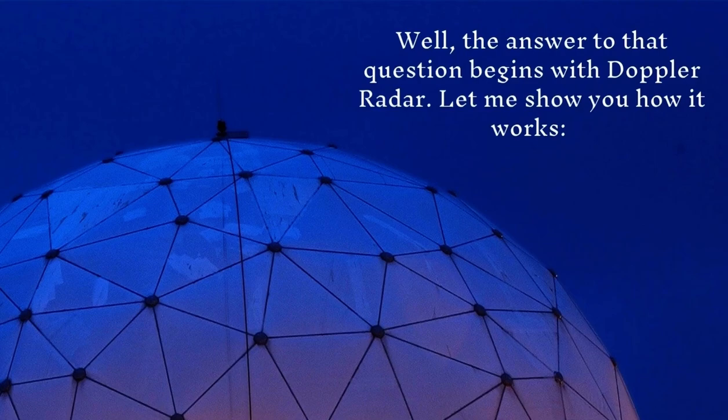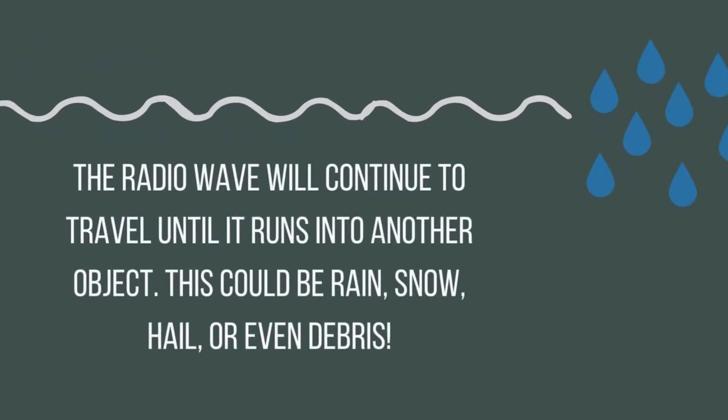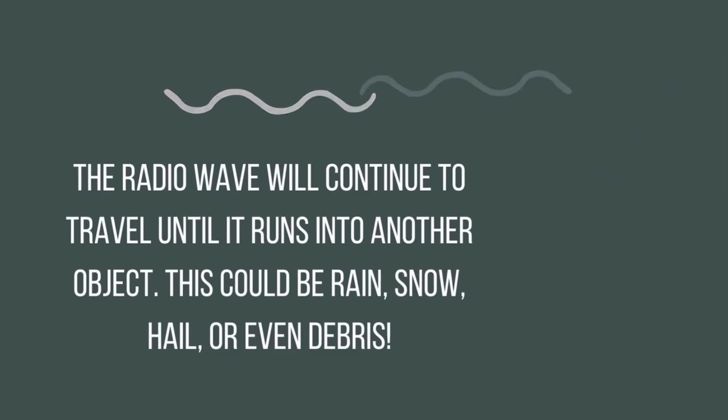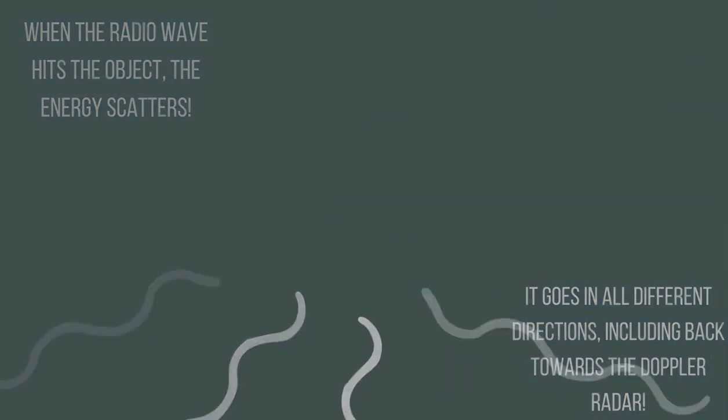Let me show you how it works. First, the Doppler radar emits a radio wave. This radio wave will continue to travel until it runs into another object. This could be rain, snow, hail, or even debris. When the radio wave hits the object, the energy scatters. It goes in all different directions, including back towards the Doppler radar.